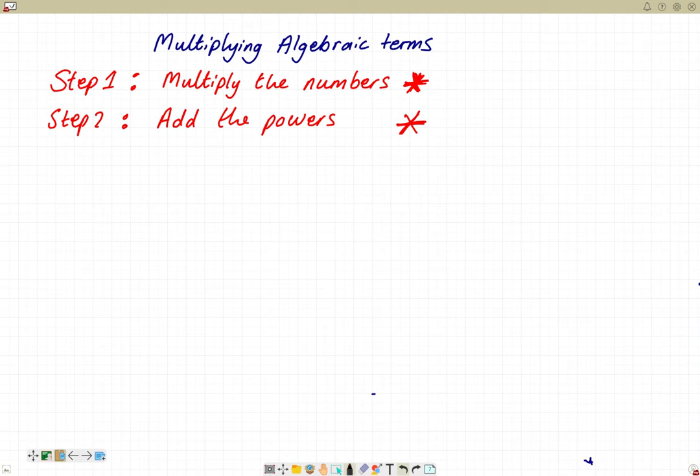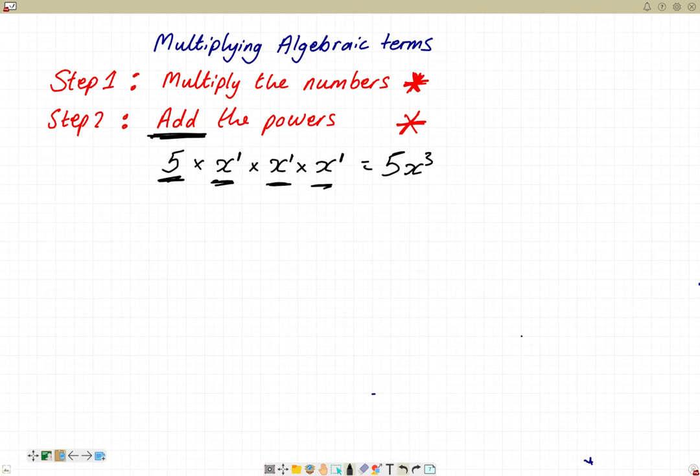So for example, let's say I had 5 times x times x times x. Okay, now as you can see, the only number I have is 5, so there's nothing to times it with. So I'm just going to write 5. Now, I can see 3 x's. What I'm interested in is what's the power. As you can see, there's no power, but when there's no power, we know these are all to the power of 1. So all I need to do is add the powers. So 1, 2, 3. So my answer is 5x to the power of 3.